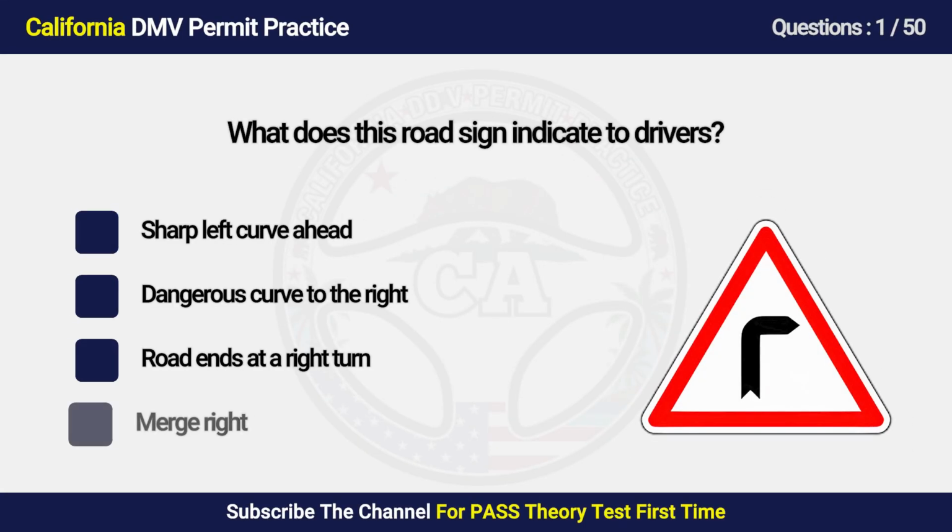Question 1. What does this road sign indicate to drivers? A. Sharp left curve ahead. B. Dangerous curve to the right. C. Road ends at a right turn. D. Merge right.